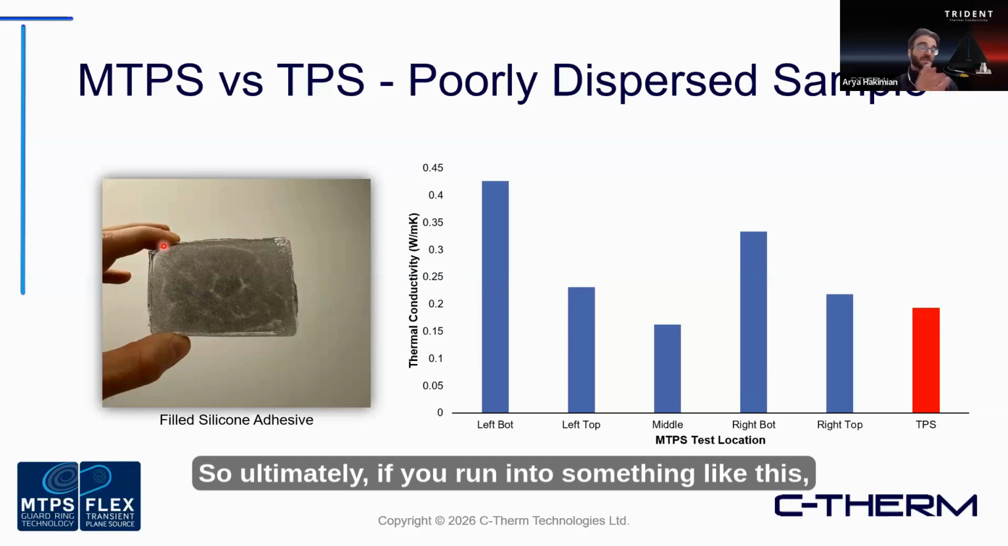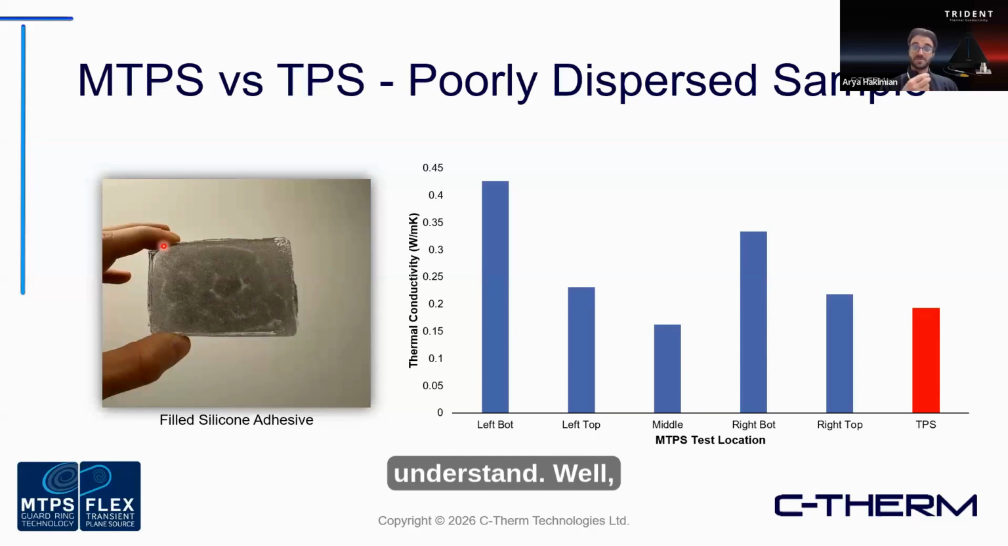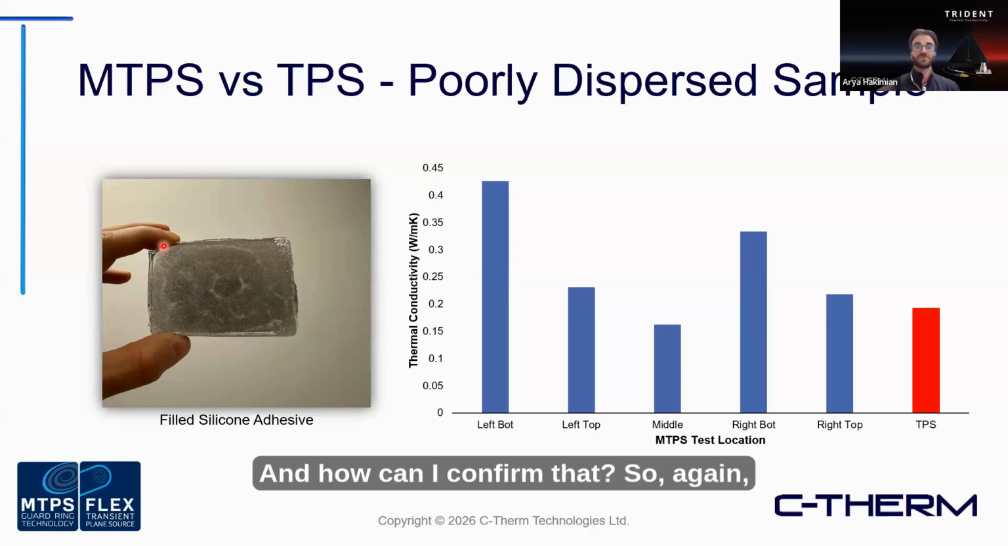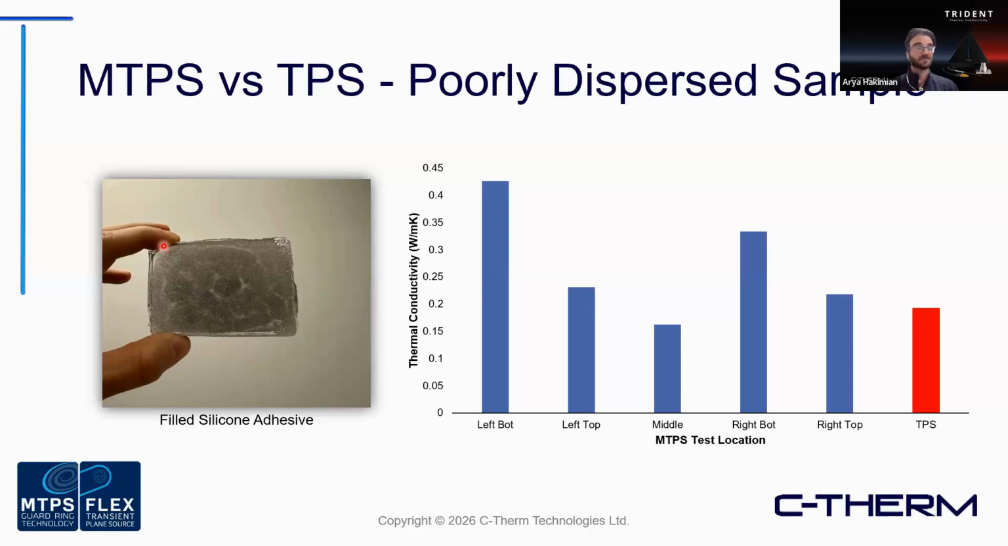So ultimately, if you run into something like this, it's a really good example of where really going in and trying to understand, maybe my material isn't as consistent as I thought it was, and how can I confirm that? So again, that MTPS mapping is a really nice way of getting at some of those understandings and getting your materials optimized in an efficient manner.